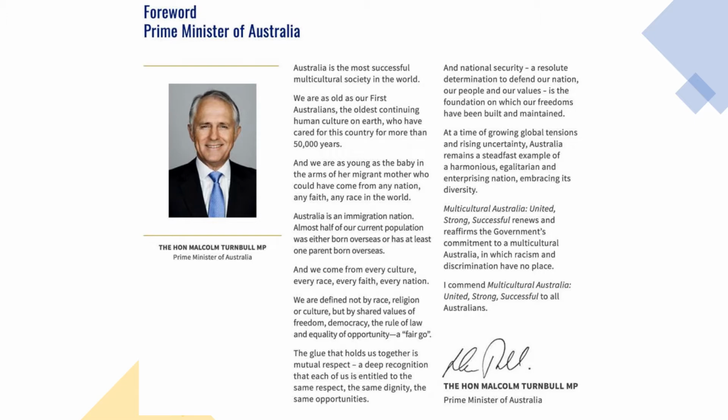Anyway, we're as old as our first Australians, the oldest continuing human culture on Earth, who have cared for this country for more than 50,000 years. I think the most recent archaeological evidence suggests it's closer to 80,000. Anyway, and we are as young as the baby in the arms of her migrant mother, who could have come from any nation, any faith, any race in the world. Australia is an immigration nation. Almost half our current population was either born overseas or has got at least one parent born overseas.